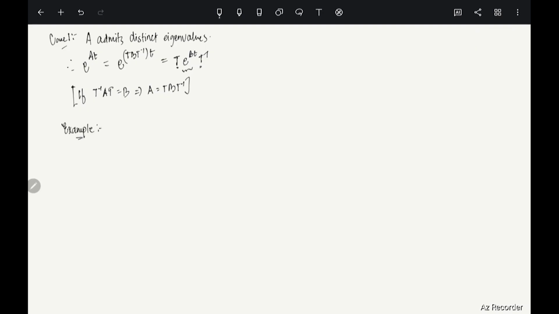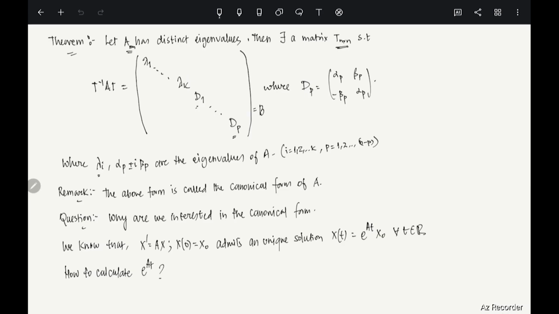Okay, see, if everything is real and distinct, lambda 1, lambda 2, lambda k, then you can of course understand what is going to happen. Okay, so let me do it for lambda 1 real distinct and 2 complex conjugate.